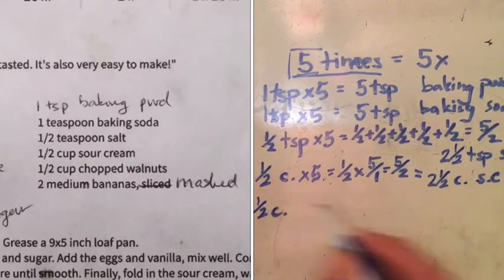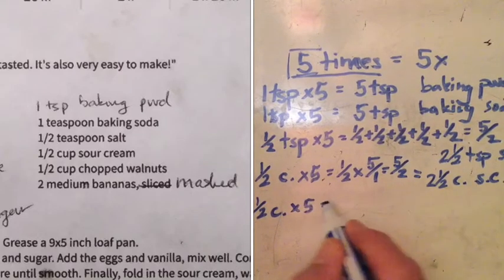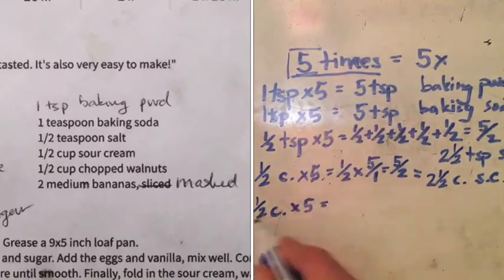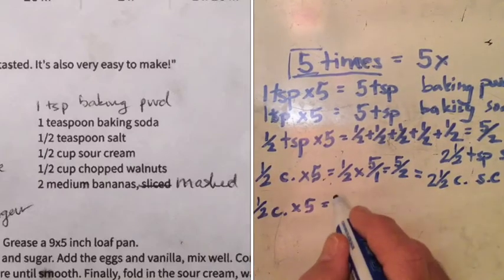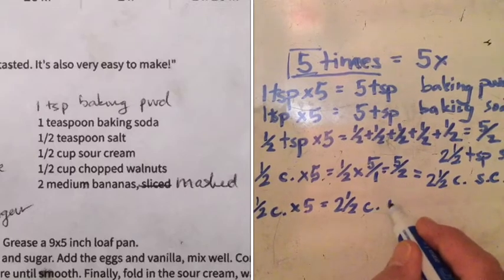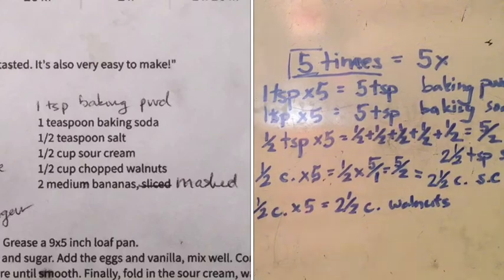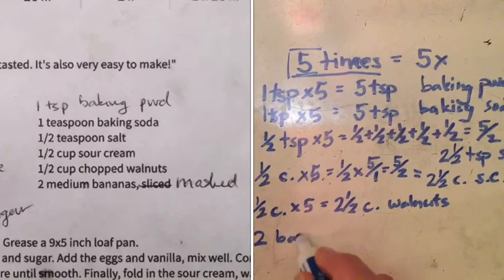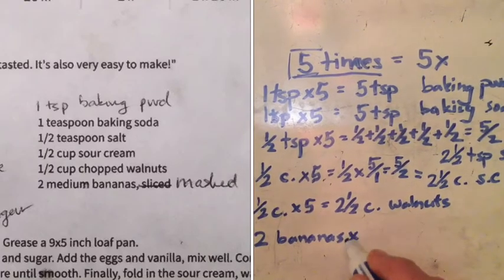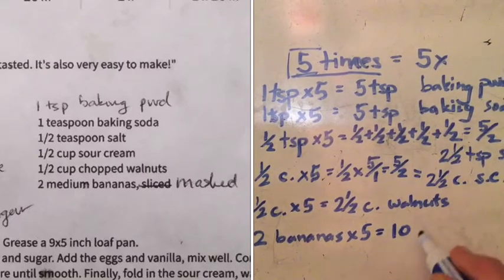1/2 cups of chopped walnuts, multiply that again by 5, our multiplier. And from what we have at top, we would know that that is 2 1/2 cups of chopped walnuts. Our final is 2 medium bananas, smashed. Well, multiply that by 5, easy enough, and that gives us 10 bananas.